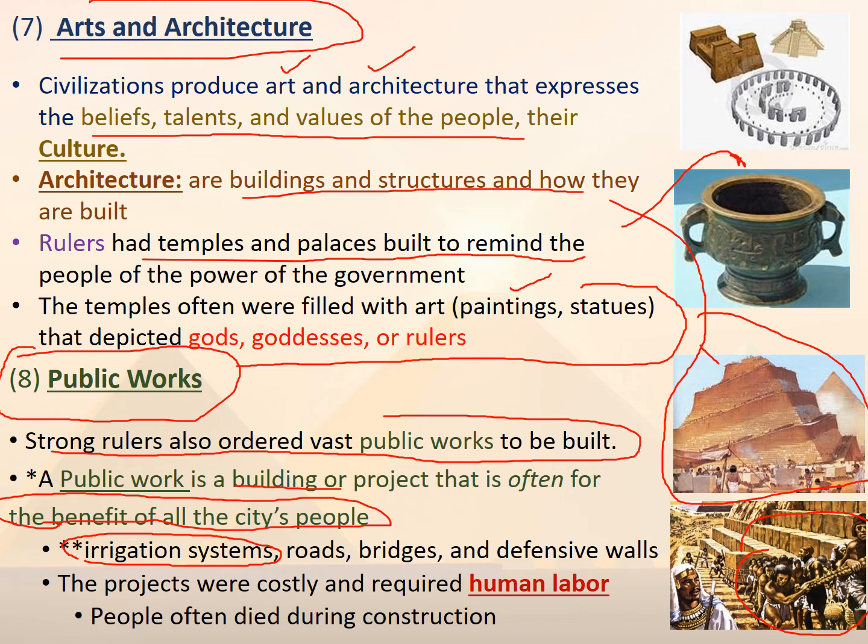They would build roads, bridges, you need bridges to go over rivers, and walls. These projects were very costly and required a lot of human labor, and early humans often died in their construction.